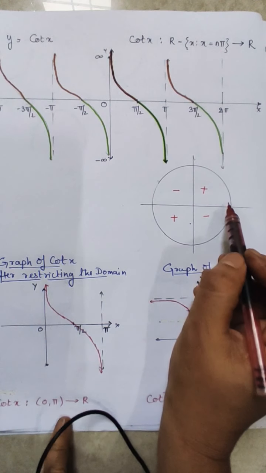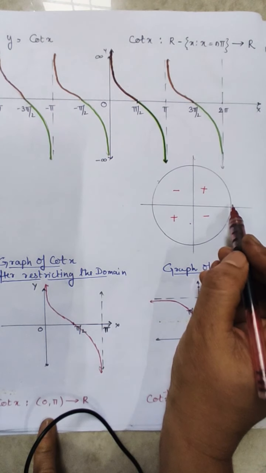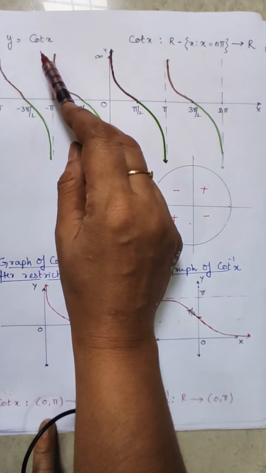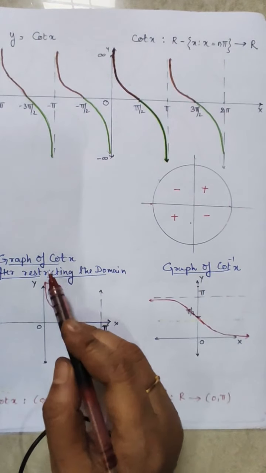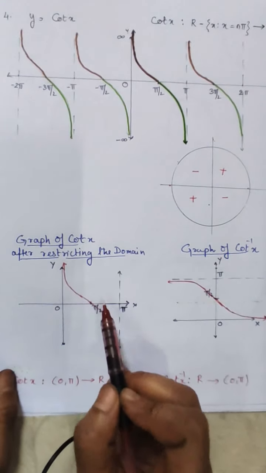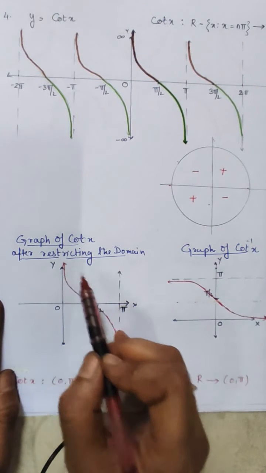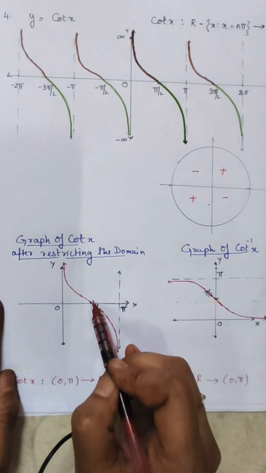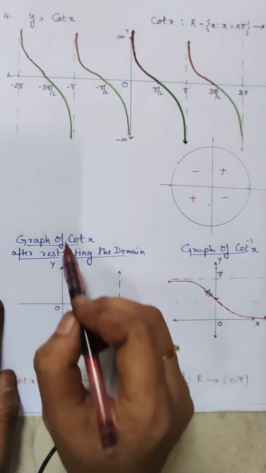So the domain which we will be selecting is from 0 to pi. Cot will be moving somewhat similar to the cos function. After restricting the domain, we get the graph in this particular pattern: at 0 degrees it is infinity, at pi it is minus infinity, and at pi by 2 the graph is just touching the x-axis.